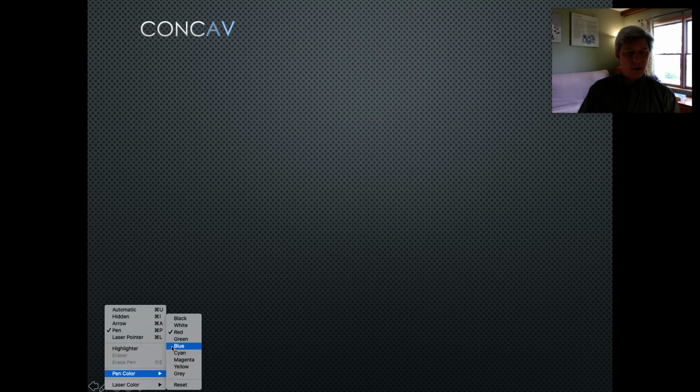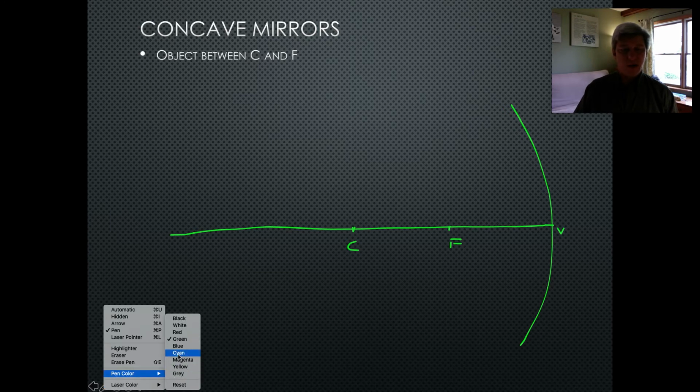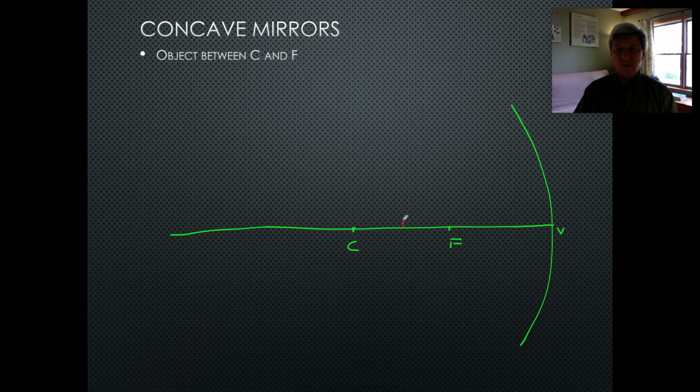All right, let's try the next location. Now, for our next trick, what we'll do is we're going to draw our mirror and again, our principal axis. So the vertex is here. I'll put the focal point here and the center of curvature twice the distance here. And this time, I'm going to draw my object between the center of curvature and the focal point. And so my object is going to be located here.